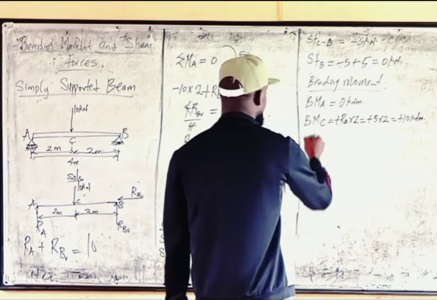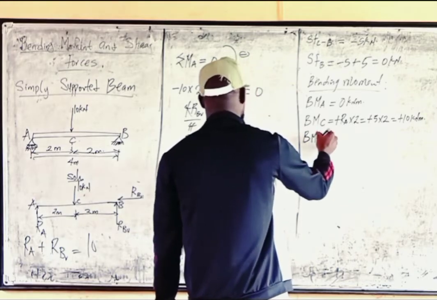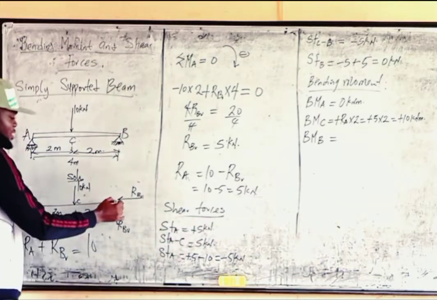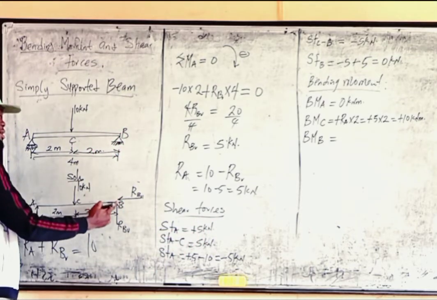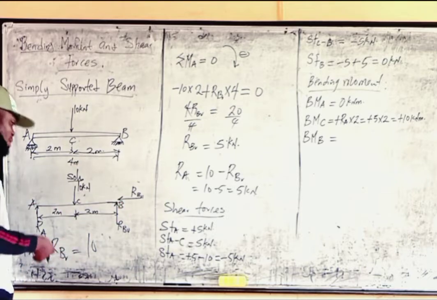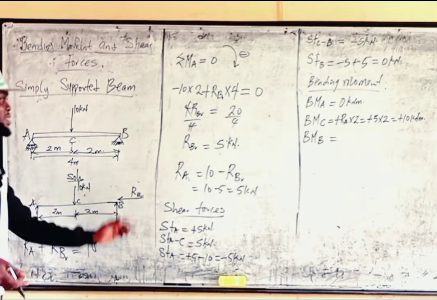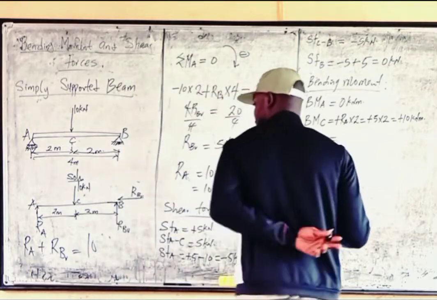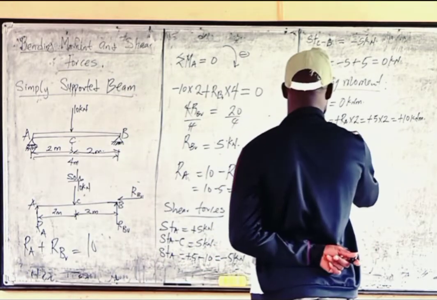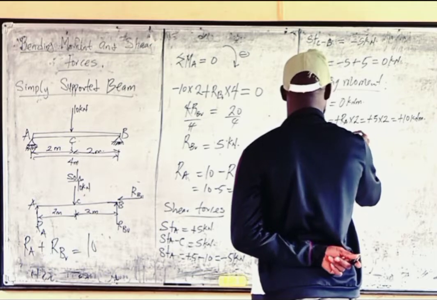Then, what is the bending moment at point B? If you check very well, there's no distance between this point and this load, so the bending moment at that point should be 0. So let's just check it. Let's try to come from here and see if it is 0. So that will be RA times 4, that is RA is 5, plus 5 times 4.